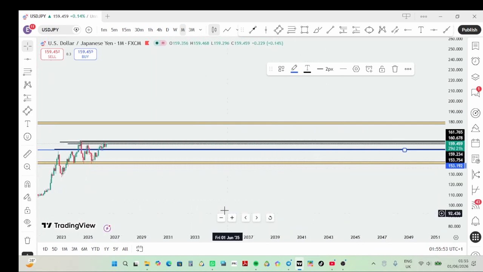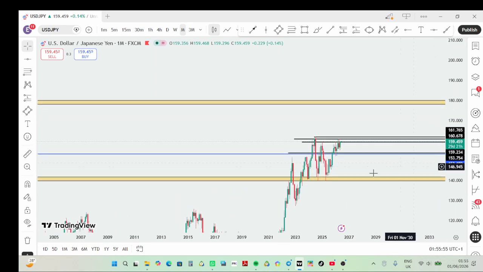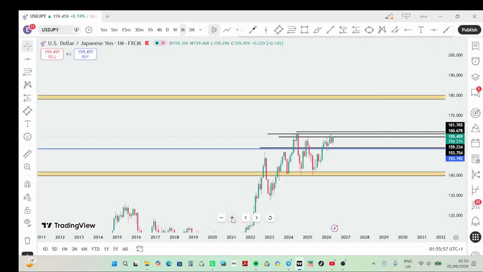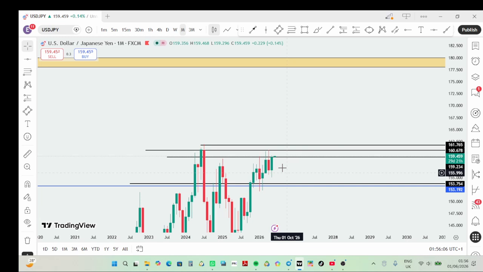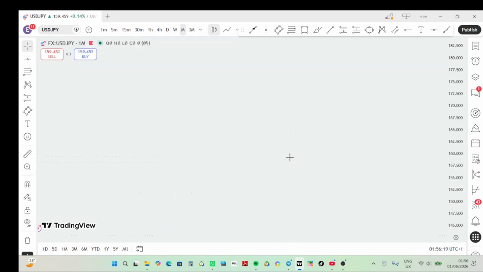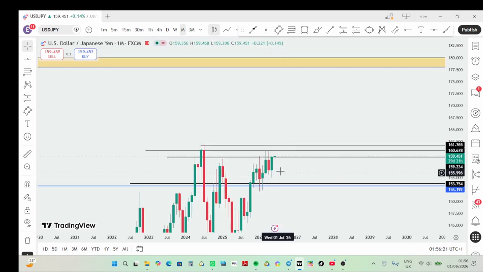But as it is now, it's still struggling from coming down to this level here. The market's still struggling. Buyers are still struggling with the sellers. So you might be looking for something to this upside, in the 160 to 161 point.